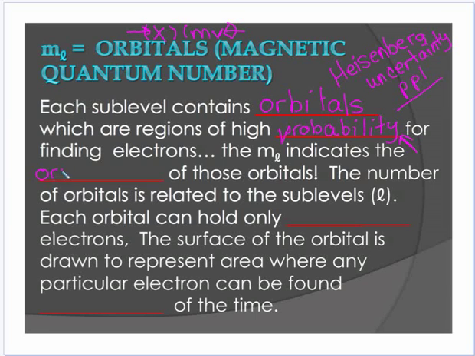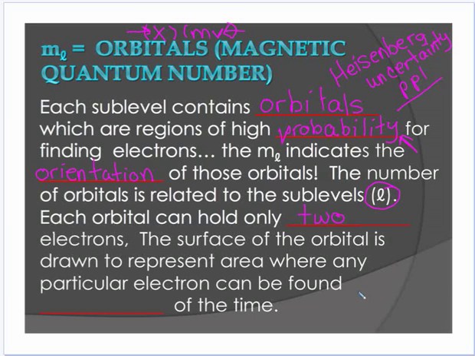All right, so orbitals, regions of high probability for finding electrons. It indicates the orientation in space. And the number of orbitals is related to our sublevel L. Each orbital, we saw that, right? A sphere can only have one orientation. The dumbbell shape that we call P for L has 3. Now, each orbital holds 2 electrons. And we're going to see in a minute how we depict those 2 electrons. That's a bonus quantum number.